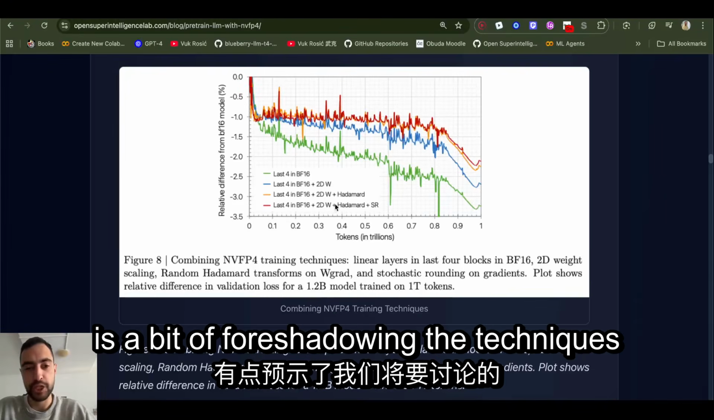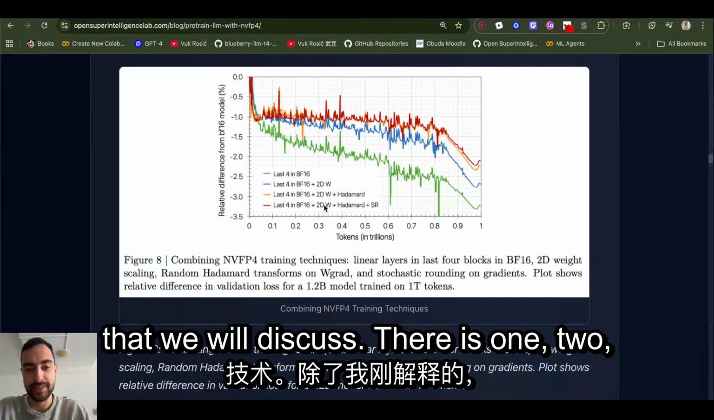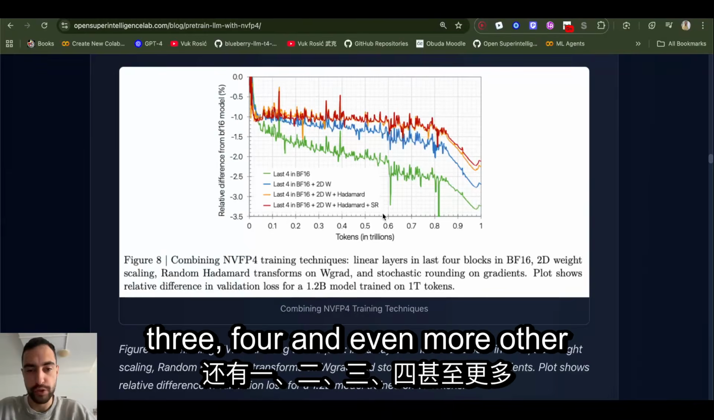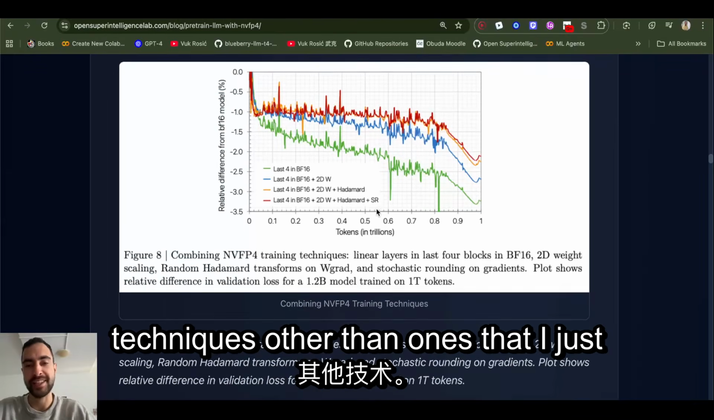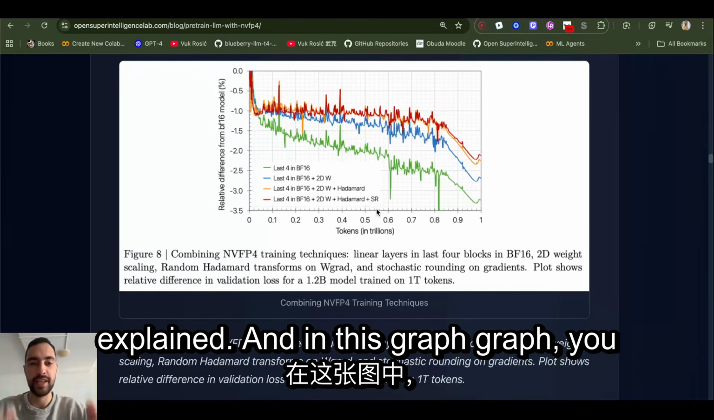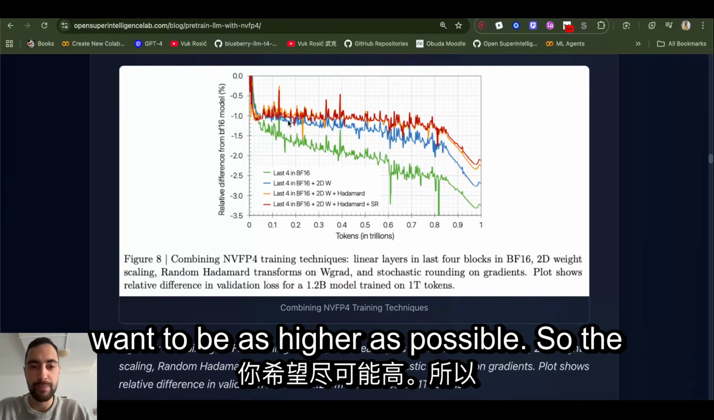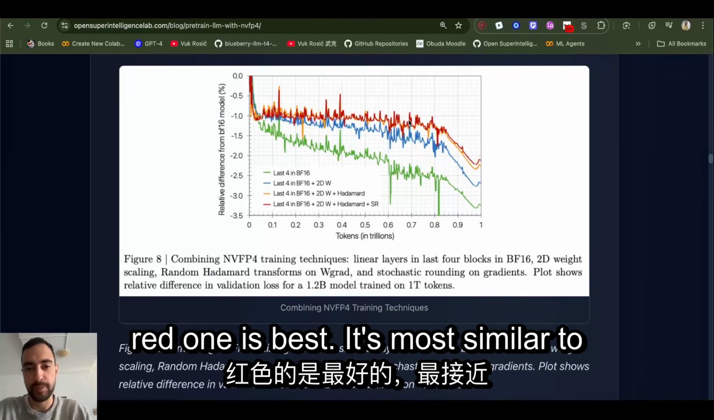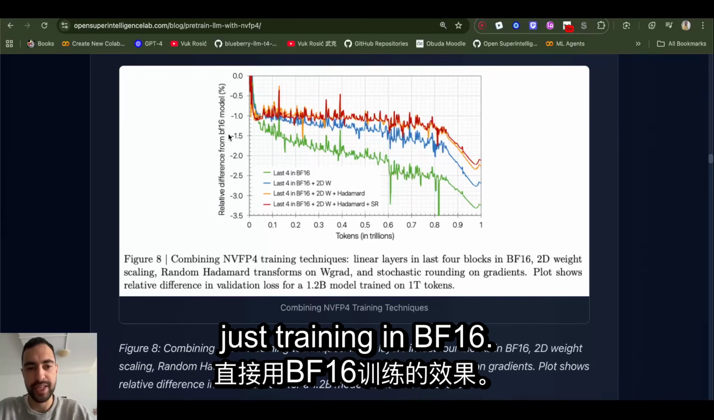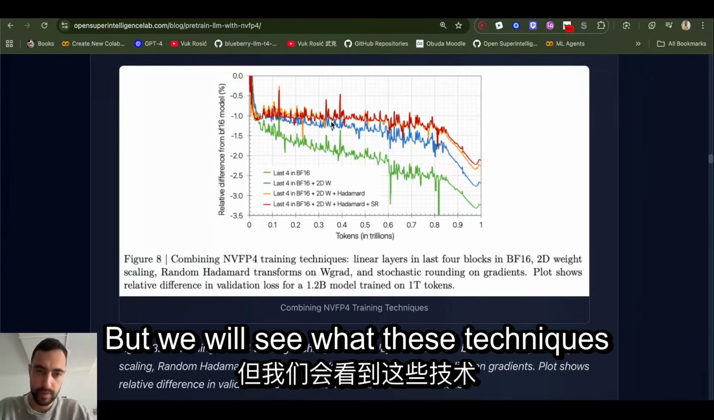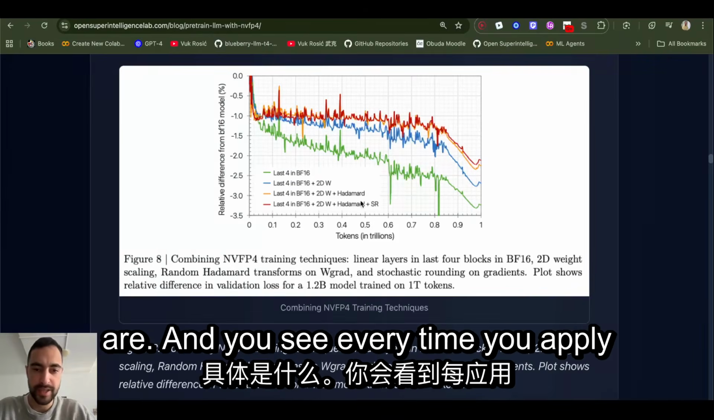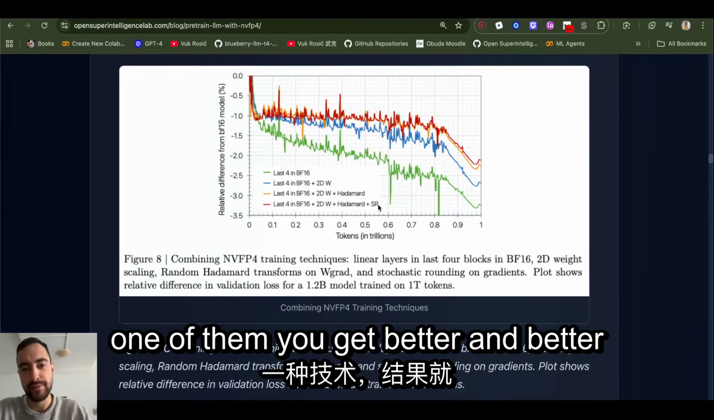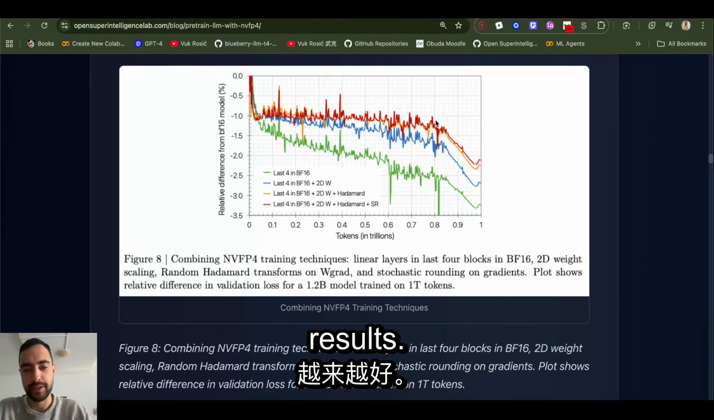This is a bit of foreshadowing of the techniques that we will discuss. There are 1, 2, 3, 4, and even more techniques other than the ones that I just explained. In this graph you want to be as high as possible, so the red one is best. It's most similar to just training in BF16. But we will see what these techniques are. And you see, every time you apply one of them, you get better and better results.